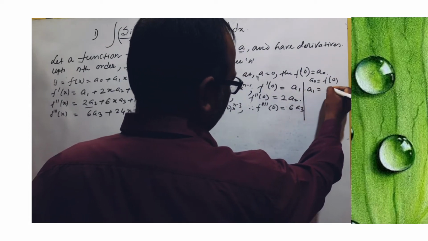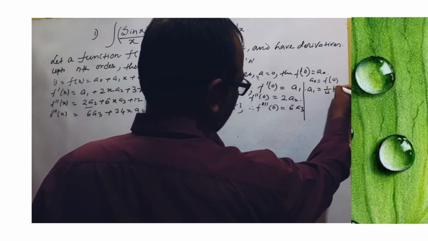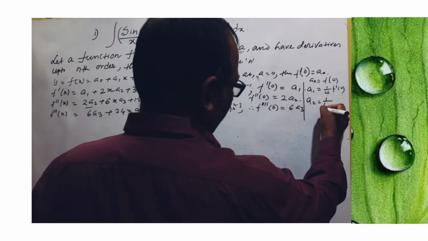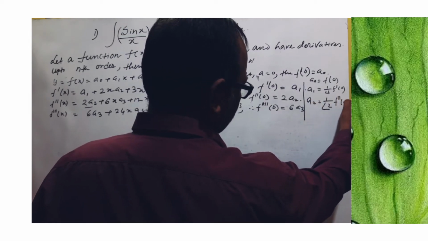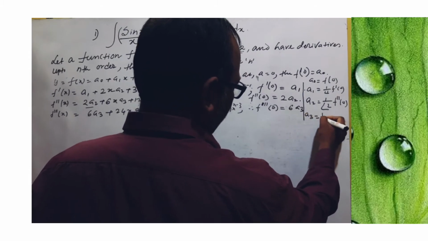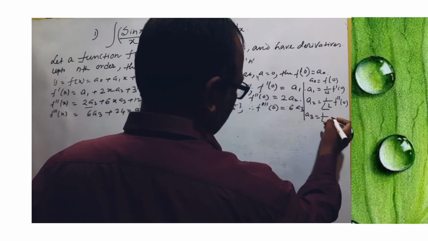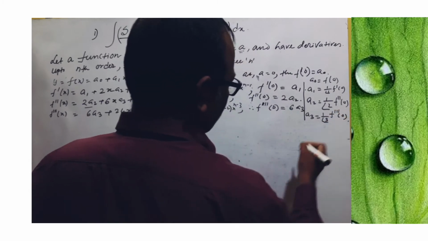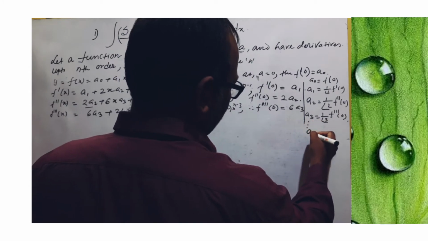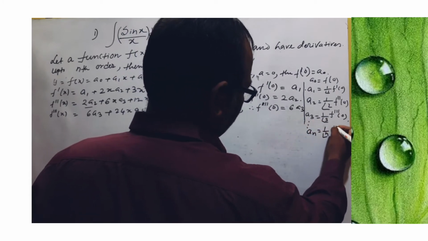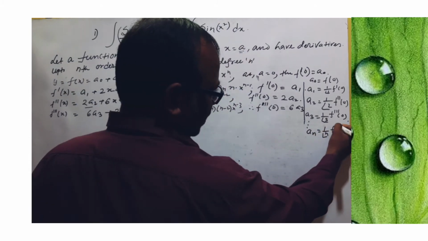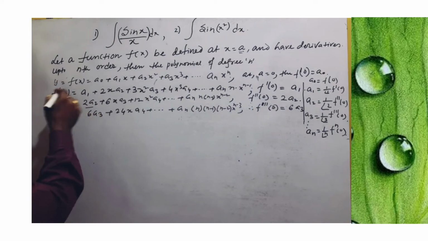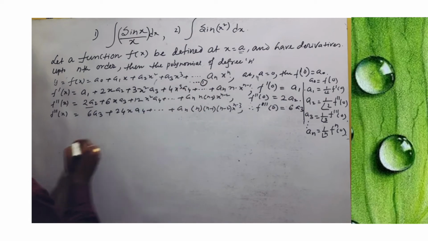See, a1 is equal to 1 by factorial 1 f dash 0. Now a2 is equal to 1 by factorial 2 f double dash 0. a3 is 1 by factorial 3 f triple dash 0. Similarly we can write a suffix n is equal to 1 by factorial n times the nth order derivative at 0. Okay, so now this is equation 1.